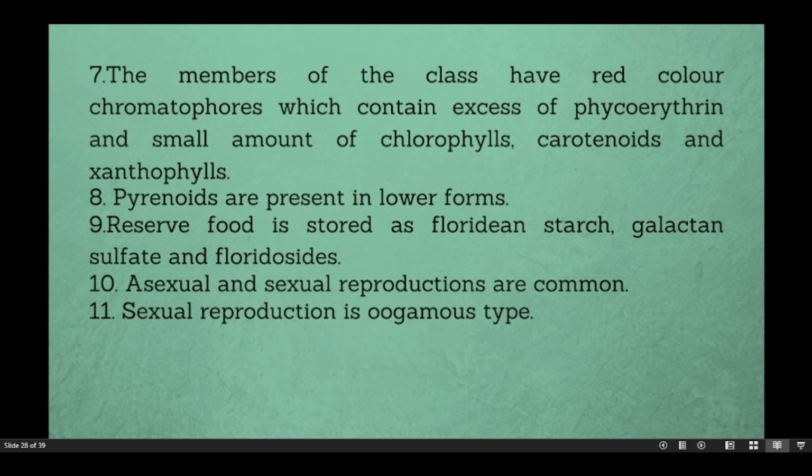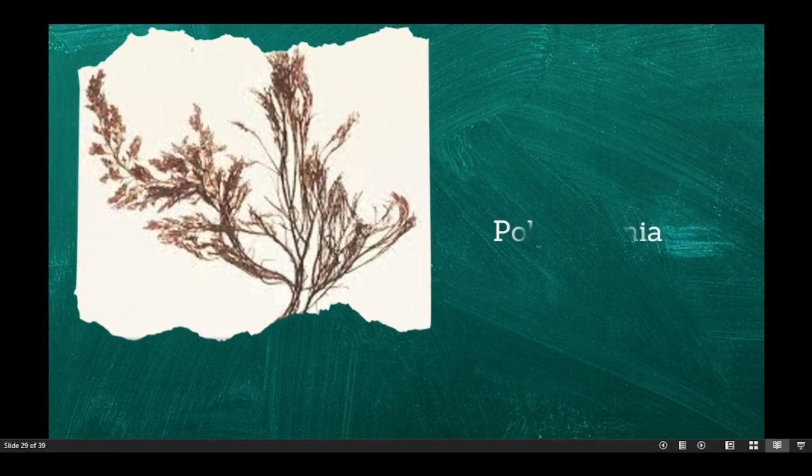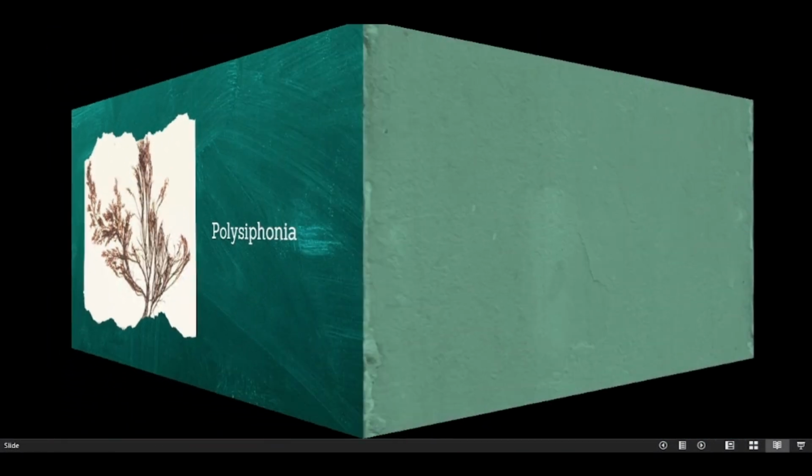Asexual and sexual reproductions are very common. The sexual reproduction is oogamous type. After fertilization, many branches of female sex organs fuse together and produce a cluster of carpospores. This phenomenon is called post-fertilization changes. This is very common in the case of Gracilaria, Polysiphonia.